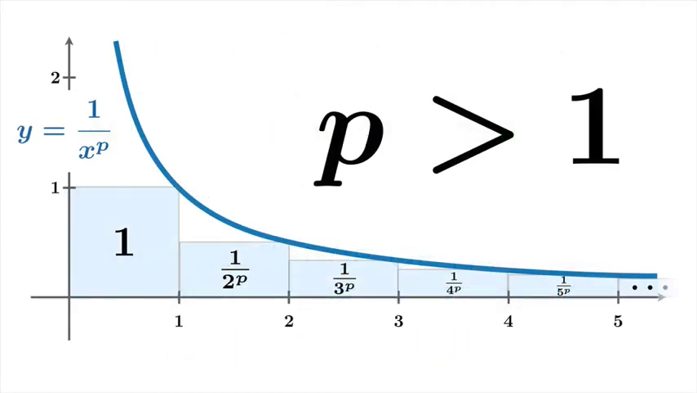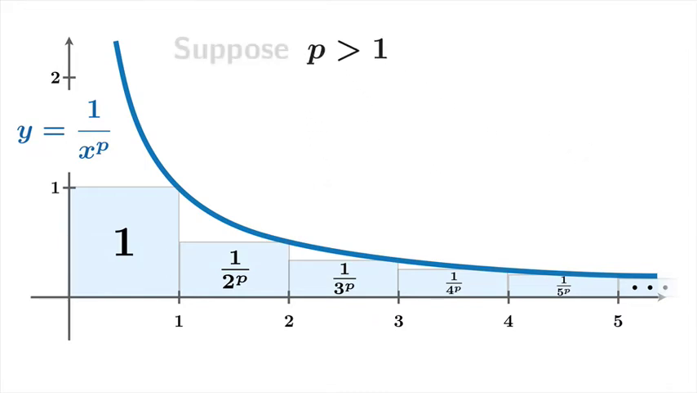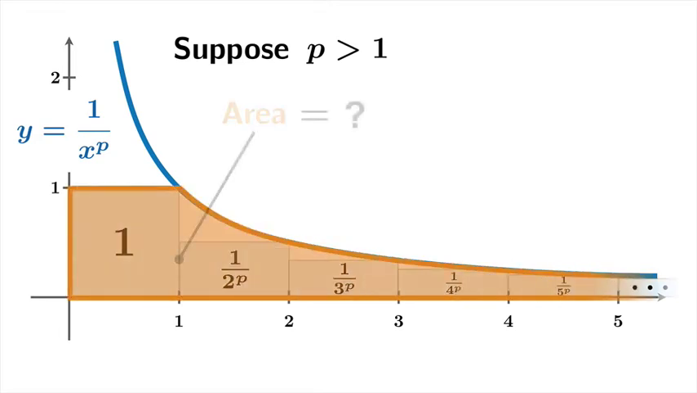So let's go back to our graph and analyze first the case p greater than 1. In this case, we would like to understand what this area is right here. This is the region that you get by taking the first box and then gluing on the region under the graph of 1 over x to the p from 1 to infinity. So what is this area?